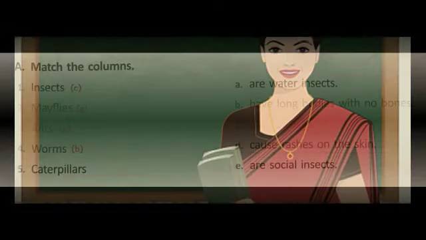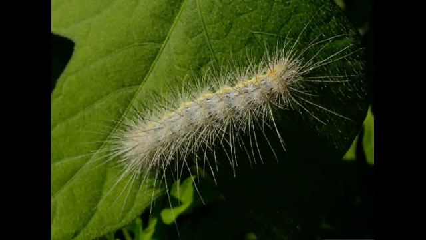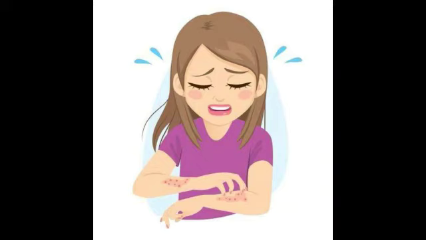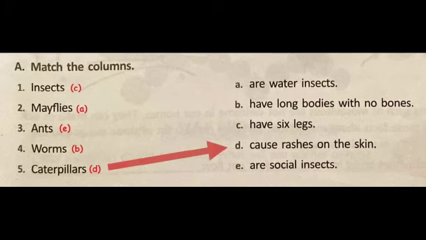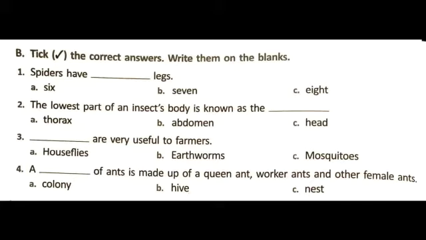The fifth one is caterpillars. Slaters, we learned from the lesson that hair on the body of caterpillars cause rashes on the skin. So write D besides caterpillars. Now let's check bit B. Here you need to find the correct answer from the given options and write them in the given blank.